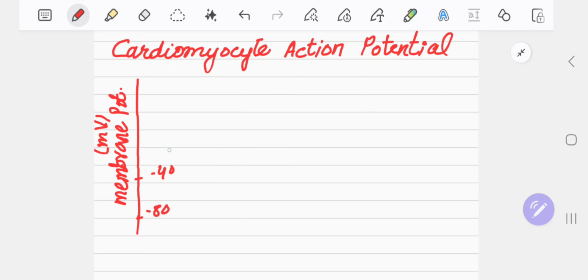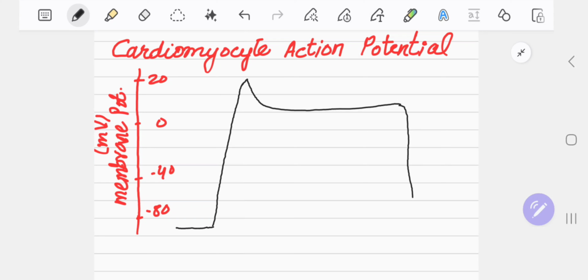minus 40, 0, and goes to 20. So let's draw the action potential curve. This is the resting phase, and then the potential starts to depolarize up to a certain limit, then it drops, and then it plateaus before finally going down again to the resting phase.